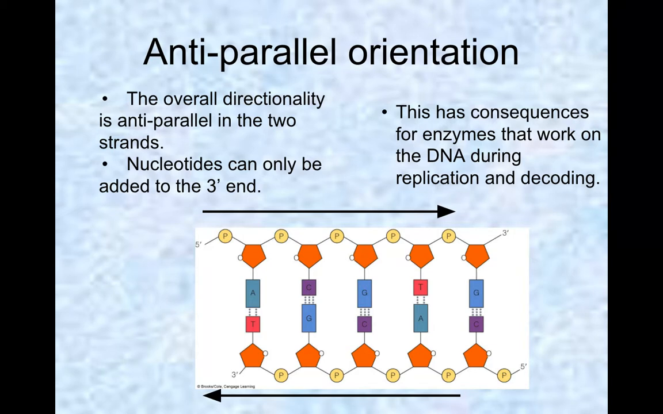This anti-parallel orientation matters, and we track it very carefully because when building strands of nucleic acids, so when building DNA or when building RNA, they can only be built in one direction. We can only add nucleotides onto the 3' end of another nucleotide.